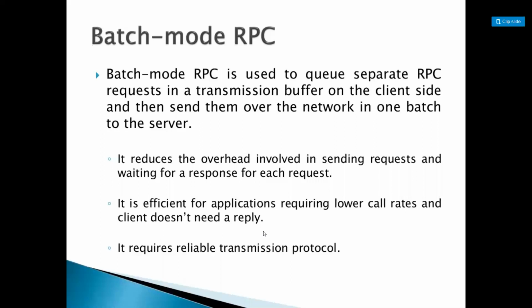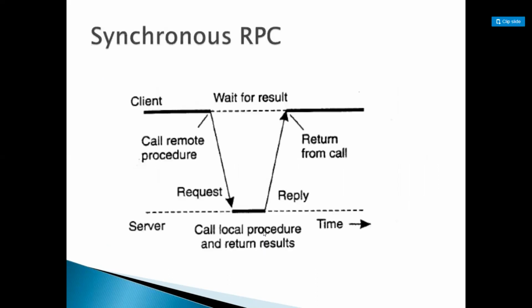And it requires a reliable transmission protocol. Why? Because it is not expecting any replies, so it is not expecting any acknowledgements. That means we should use a reliable transmission protocol. Now we have two types of RPC. One is synchronous RPC and the second one is asynchronous RPC.